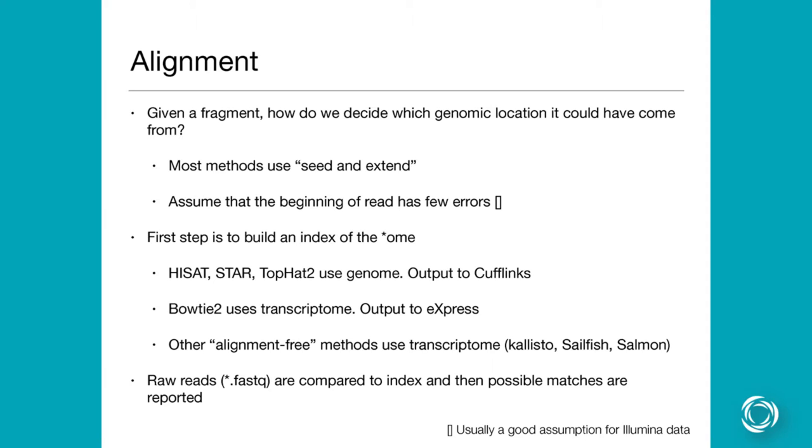Then there are also other alignment-free techniques, which we typically call pseudo-alignment, which use the transcriptome. Kallisto, Sailfish, and Salmon are all examples that do this. These methods are significantly faster than doing a classic alignment, and I'll explain why in a few minutes. Then these raw reads are compared to this index, and all the possible matches are reported.